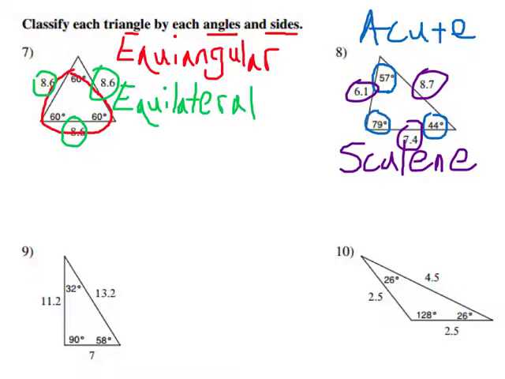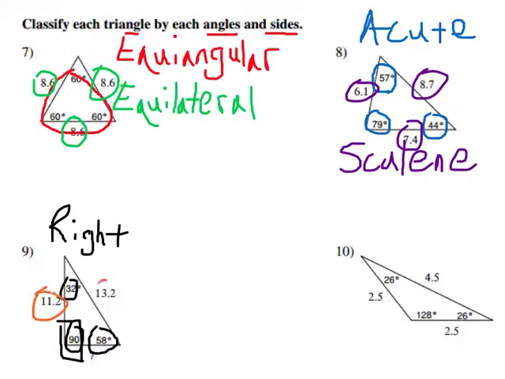Let's look at the angles. We've got 32, 90, and 58. This 90 right here tells us that it is a right triangle. Alright, now let's look at our sides. 11.2, 13.2, and 7. None of these are congruent, so this is a scalene triangle. Alright, let's move on to the next one.